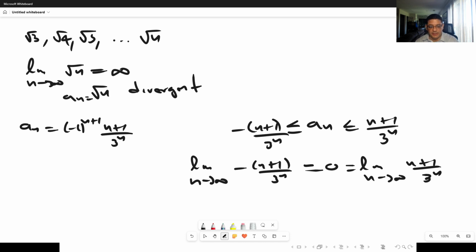So because these two extremes are 0, by the squeeze theorem, we're going to conclude that this is 0. And this is one of the theorems that we're going to see for convergence next. It's just going to be that if we can apply the squeeze theorem, then we have this kind of result.